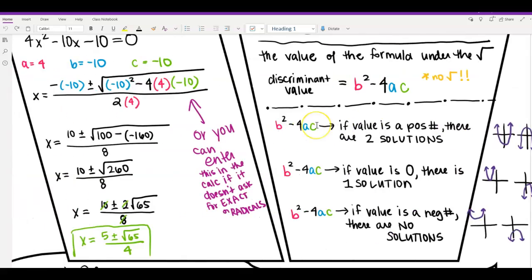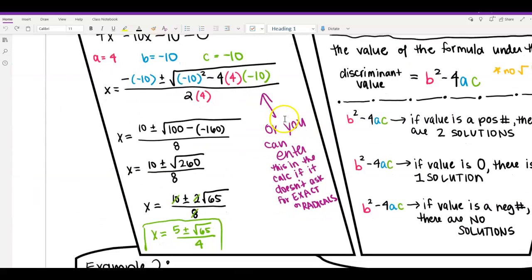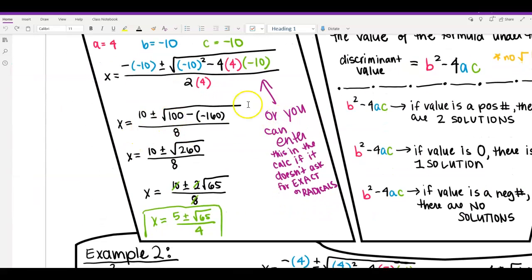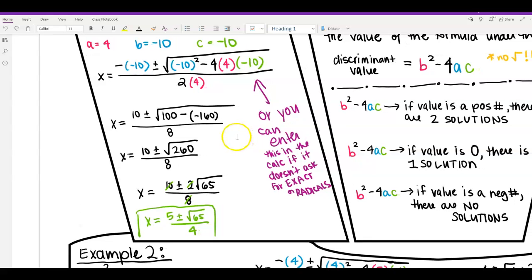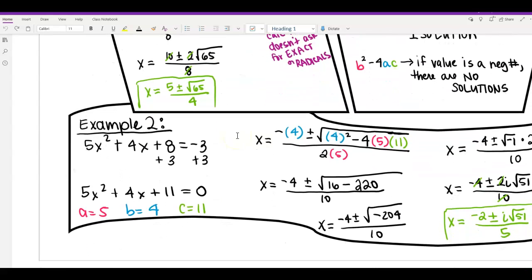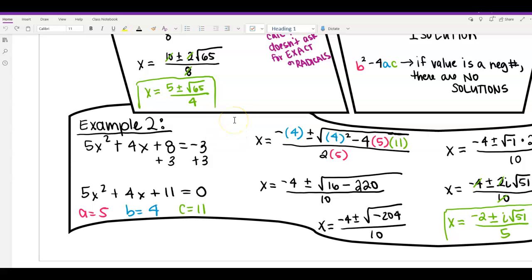So I know I simplified that right in radical form. Now, another reason you might need to put it in radical form is if it is an imaginary solution.